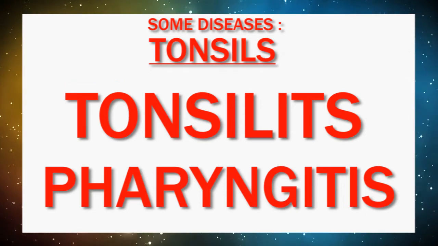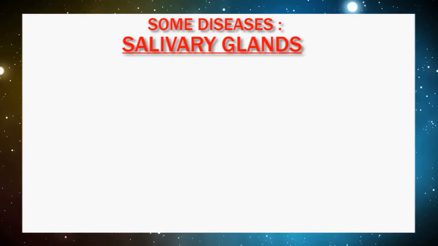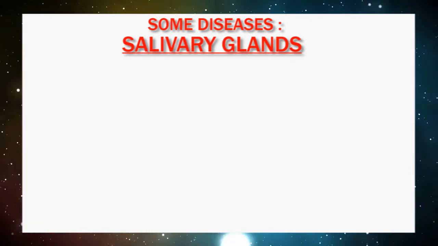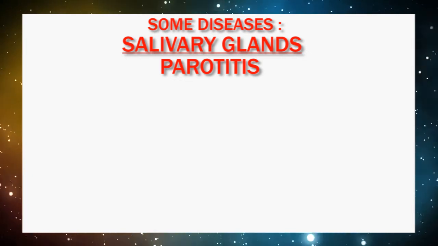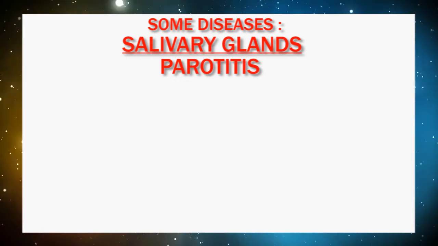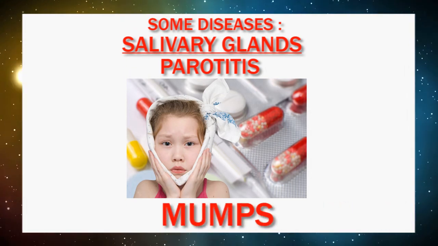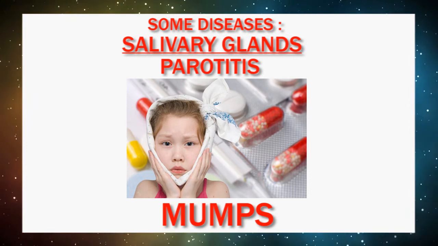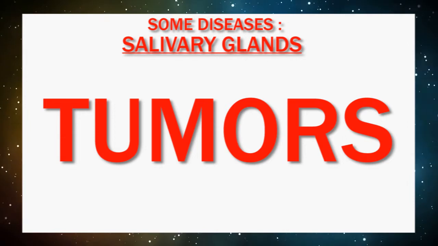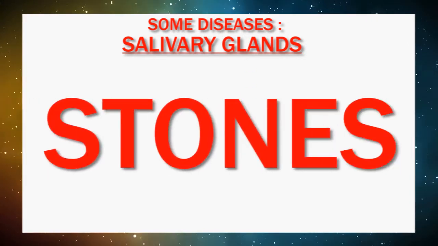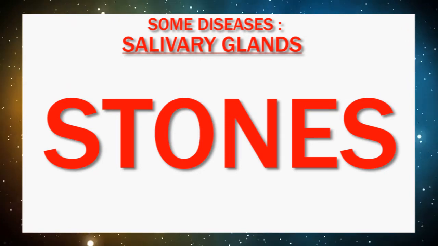Now we'll mention the diseases of the salivary glands. Salivary glands can be affected by inflammatory processes like parotitis. And no, I'm not talking about a sick bird, okay? Parotitis is the inflammation of the parotid gland caused by a virus and commonly known as the mumps, seen mostly in children. There's also tumors of the salivary glands, and the salivary glands can develop stones in their ducts, just like occurs in the kidney or in the gallbladder.